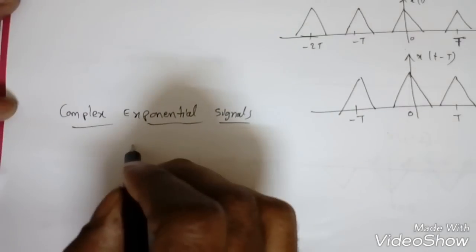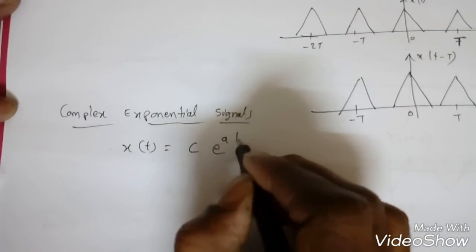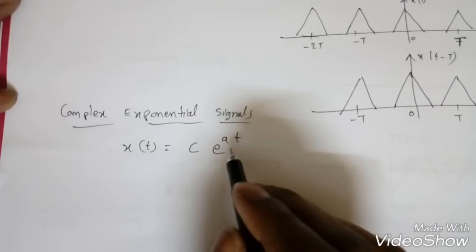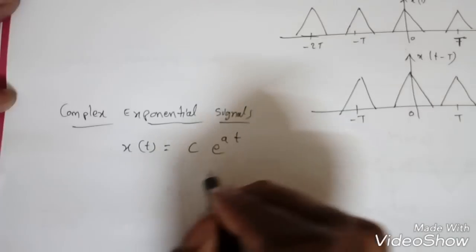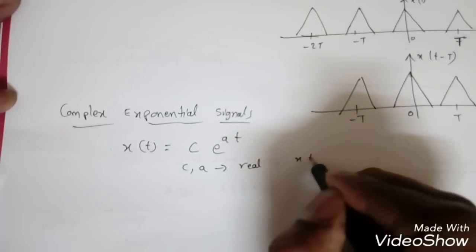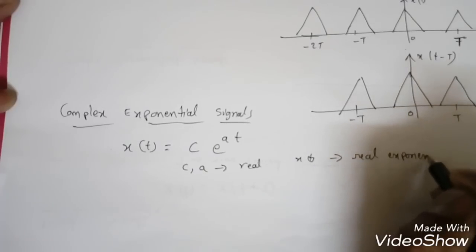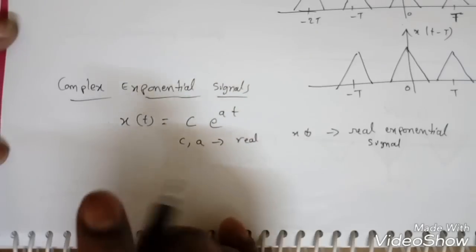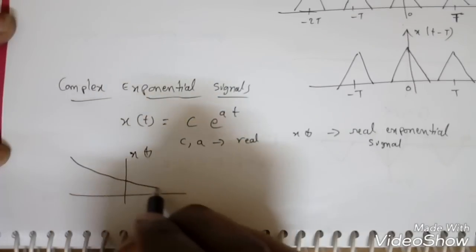So suppose some signal x of t is equal to c into e power at. If c and a are real, we can say this is a real exponential signal, which we have already discussed. Anyway, I will discuss it one more time. So real exponential signals can be represented like this.